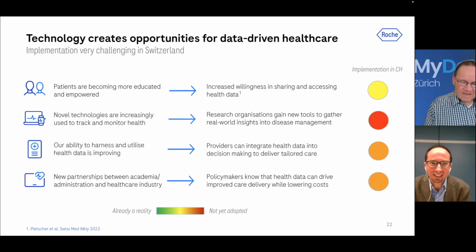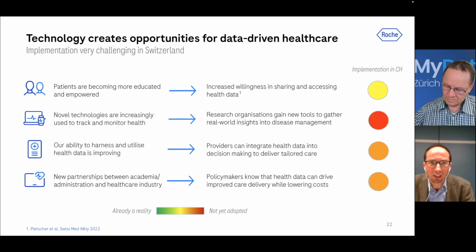Interestingly, actually, Switzerland is not as bad as we always think. Switzerland is very fragmented, but it's a very well-funded system. What you have here is a very good startup scene. What you have is literacy of and the responsibility of the individuals.